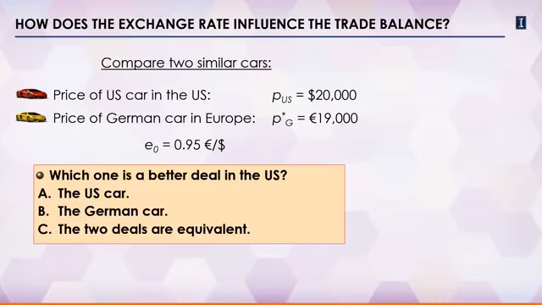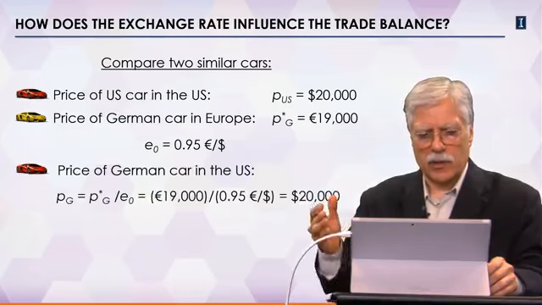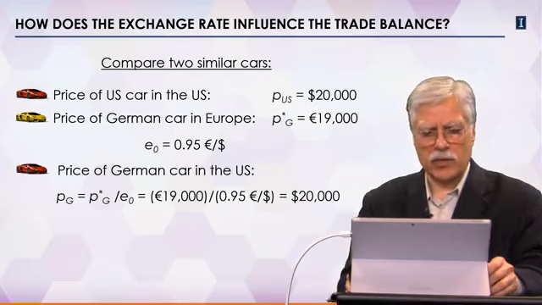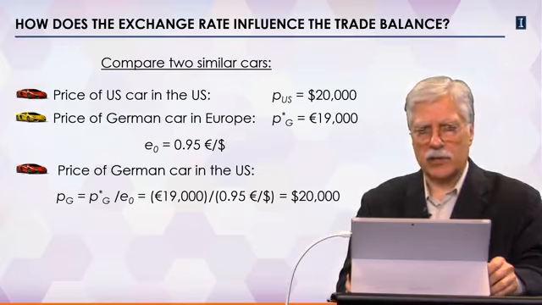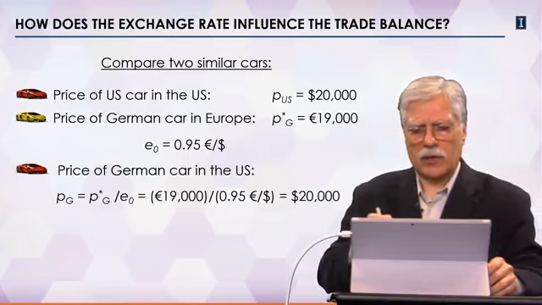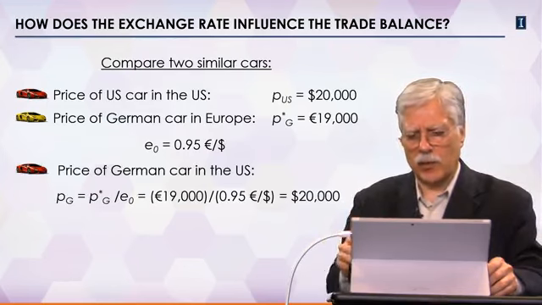I guess you have the answer, but let's go over it. We need to figure out what the price of the German car is in the US. You take the German car price, 19,000 euros, and you divide it by 0.95 euros per dollar to get the dollar price of the German car. So the price of the German car in the US is $20,000, which is equivalent to the US car. Notice here that I'm not taking into account any transportation costs, etc. We're abstracting from all that to just make the point.